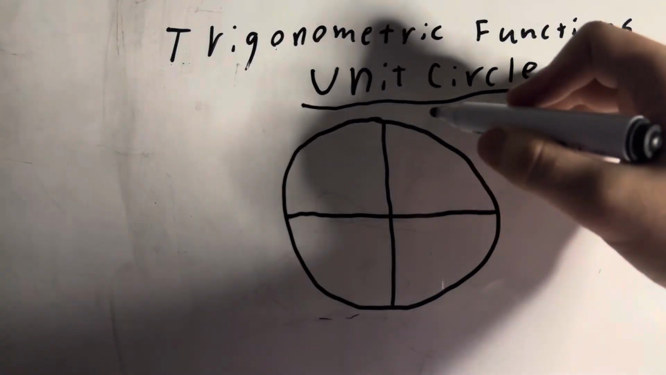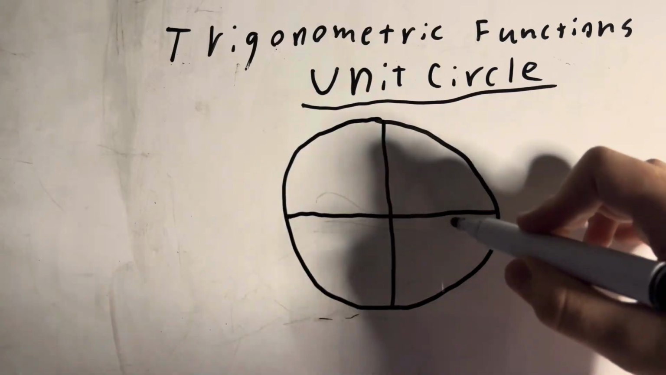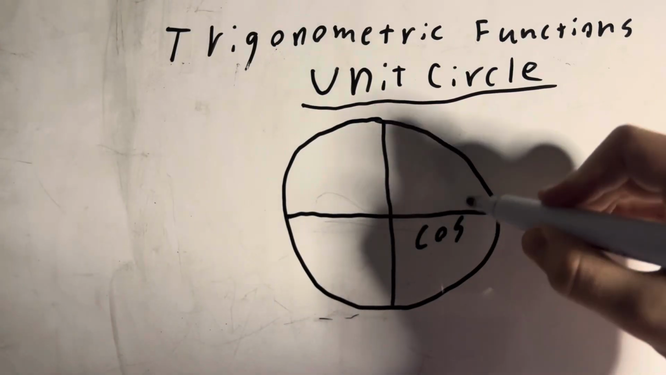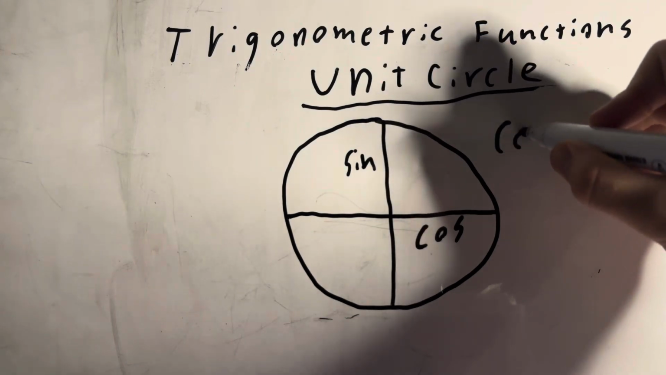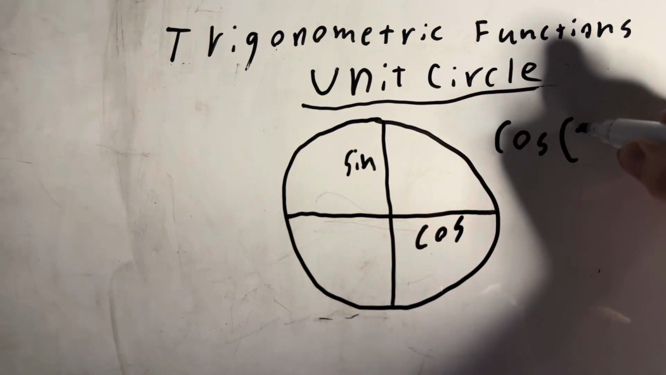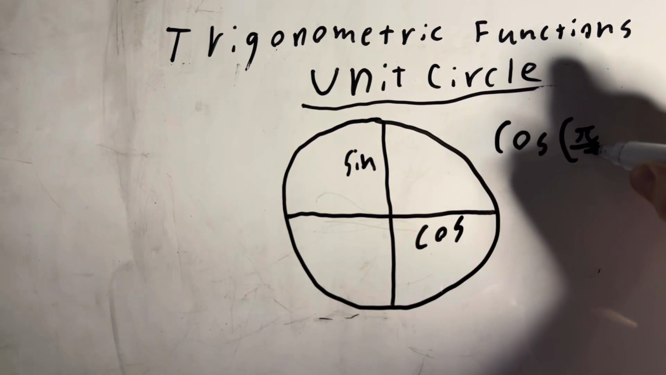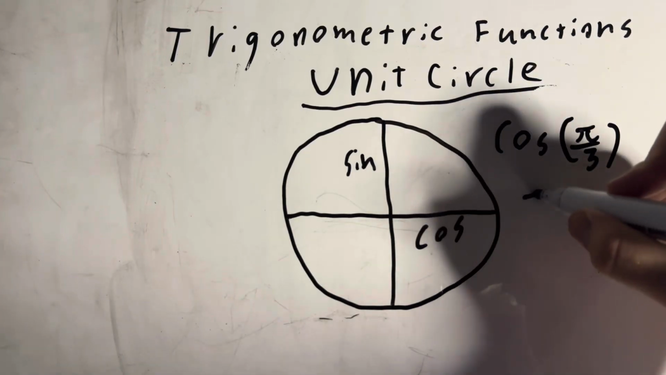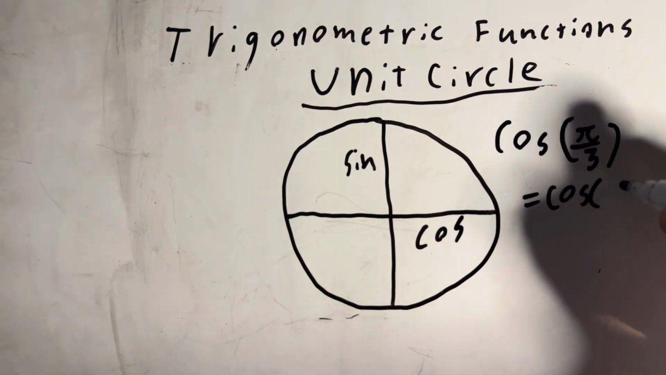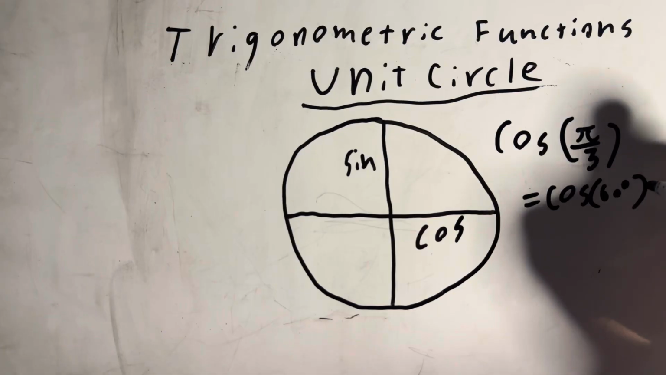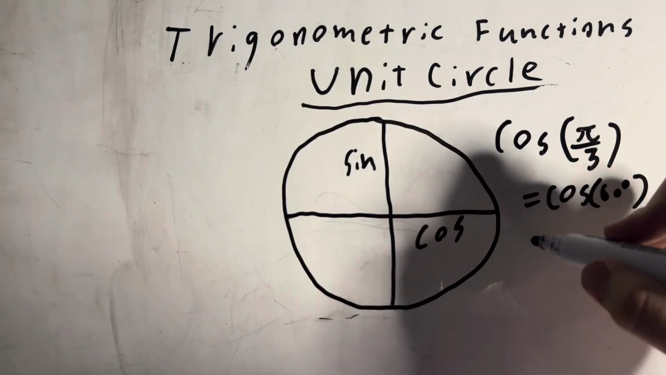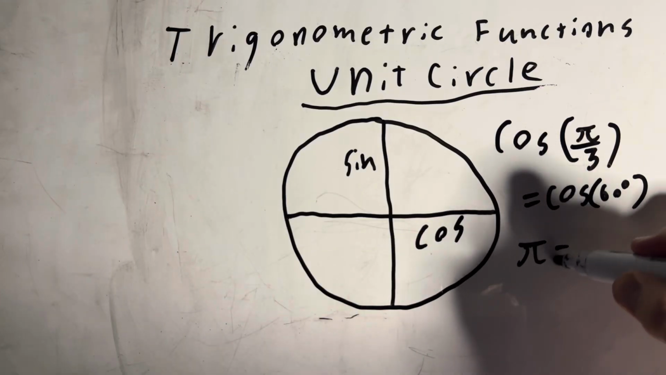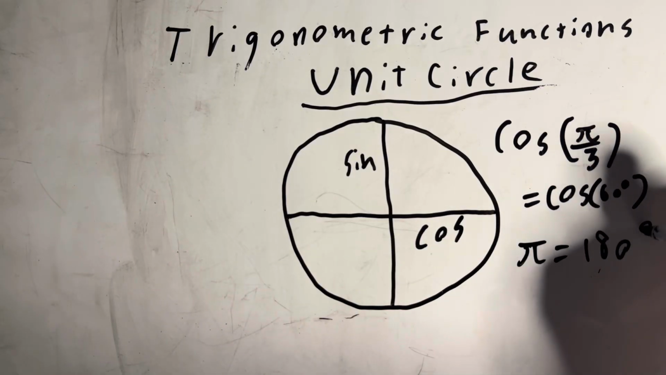Now the properties of the unit circle is that this x value is cosine and this y value is sine. We also start using things like radians, which is pi divided by 3, and this is just equal to cosine of 60 degrees. Anyway, knowing the reason why radians are radians is kind of useless. All you need to do is just know that pi is equal to 180 degrees.